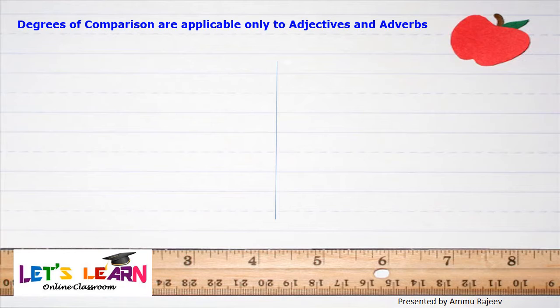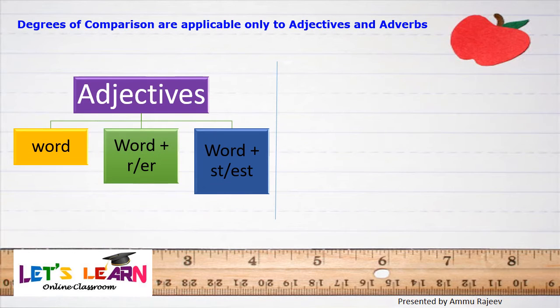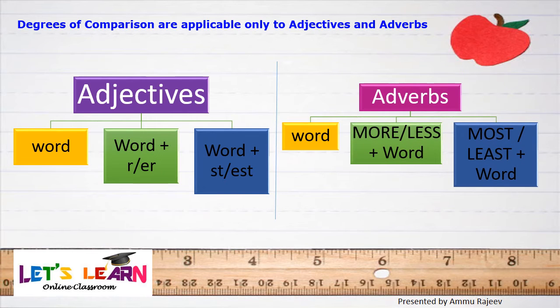The degrees of comparison are applicable only to adjectives and adverbs. For adjectives, in order to show the three degrees of comparison, we use a word for positive degree. We use a word plus R or ER for the comparative degree, and for the superlative degree, we add ST or EST to the word. For adverbs, we use more or less with the word for the comparative degree and most or least with the word for the superlative degree.